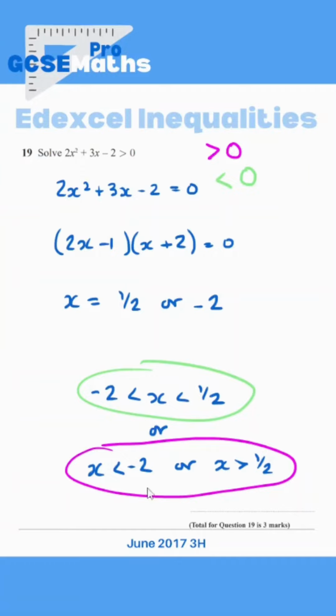So in this case, our answer is these 2 here. We've got x is less than -2, which is the smallest value, and x is greater than a half, which is the biggest value.